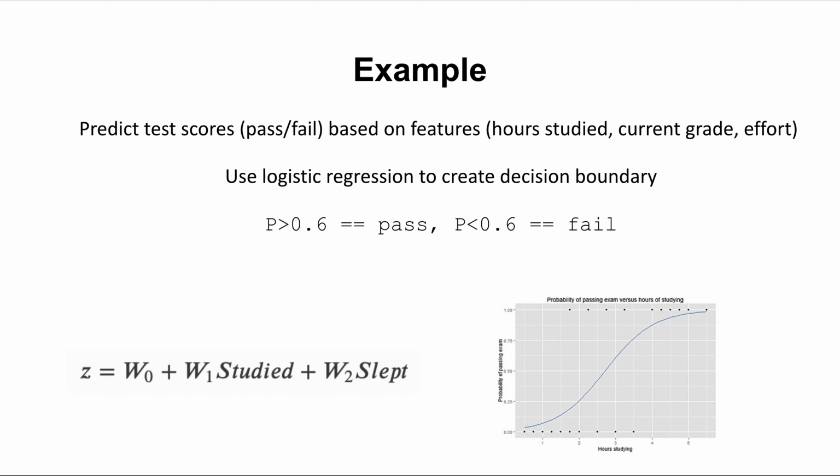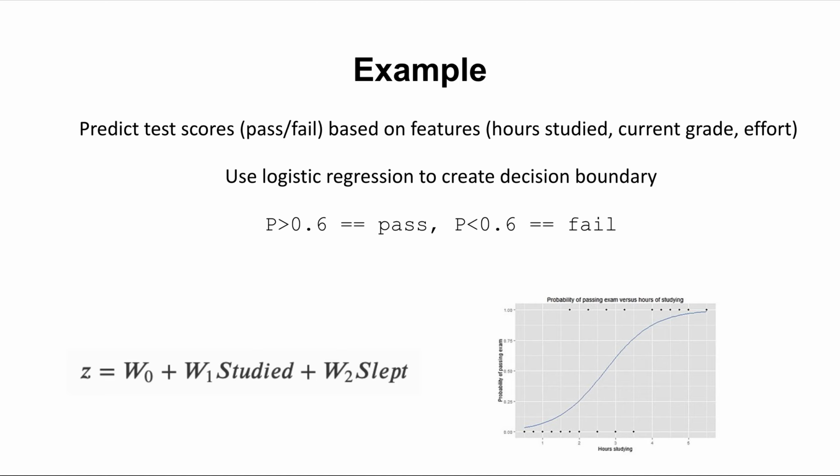Let's move on and talk about a practical example of logistic regression in action. Let's say we're given data on time spent studying and exam scores, right? The idea is that we want to predict test scores, pass or fail, based on features like the time studied, the exam scores, the current grade, effort, etc.